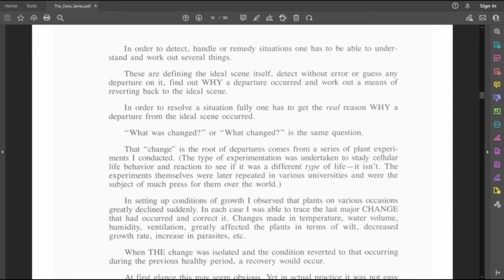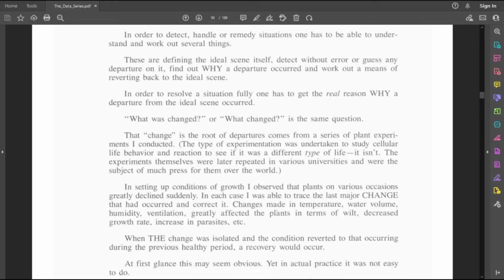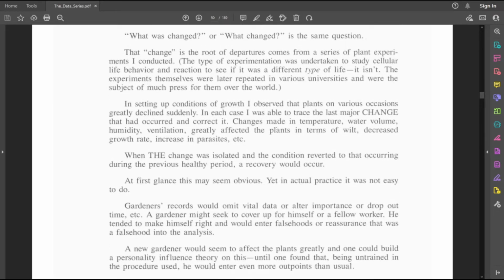In order to resolve a situation fully, one has to get the real reason why a departure from the ideal scene occurred. What has changed or what changed is the same question. That change is the root of departures comes from a series of plant experiments I conducted. The type of experimentation was undertaken to study cellular life behavior and reaction to see if it was a different type of life. It isn't. The experiments themselves were later repeated in various universities and were the subject of much press for them over the world.